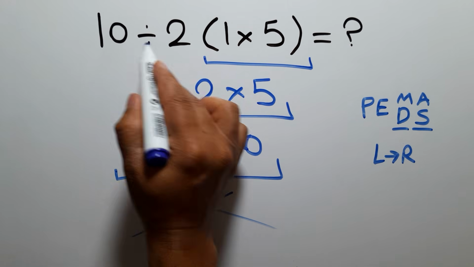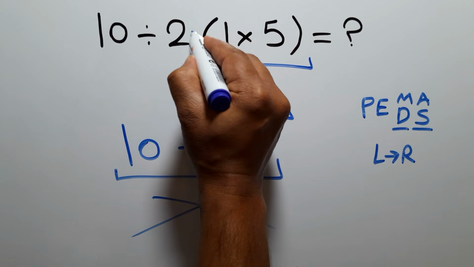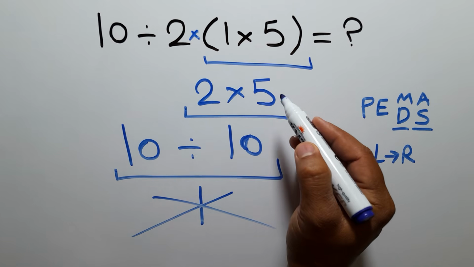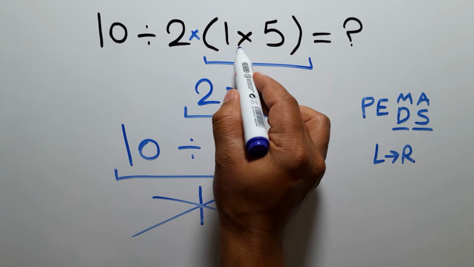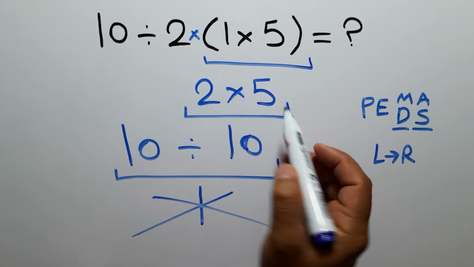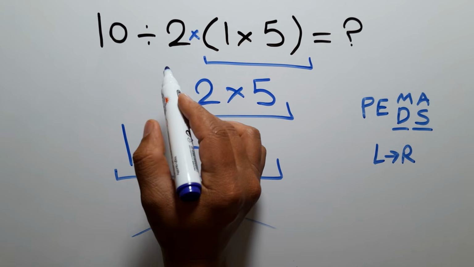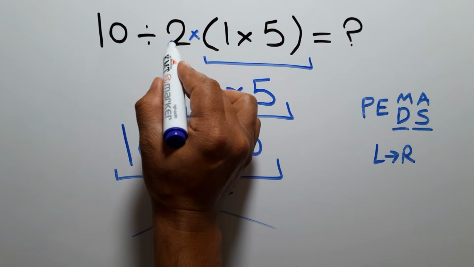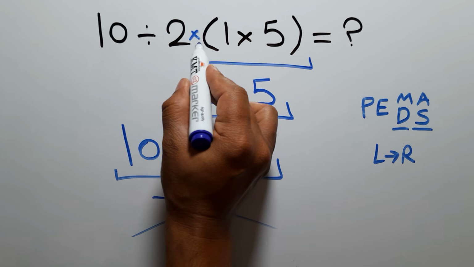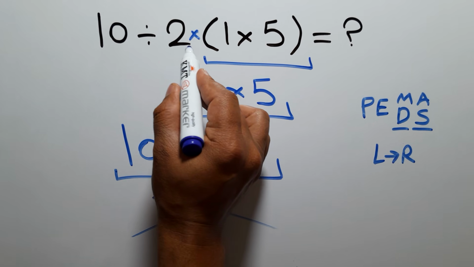In this expression, we have one division, one multiplication, and one parenthesis. Inside this parenthesis, we have one multiplication. Here we have a multiplication because in mathematics, when a number is placed next to parentheses, it means multiplication. And we usually don't write the multiplication sign for brevity.